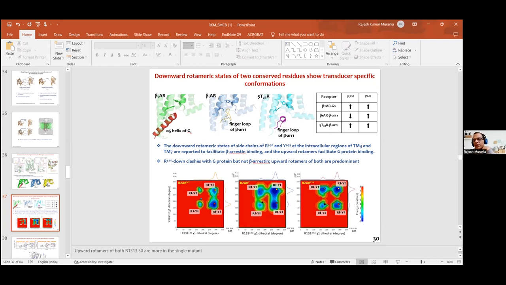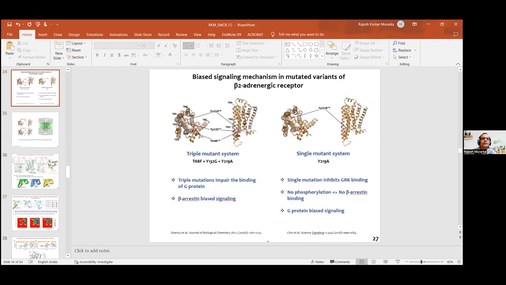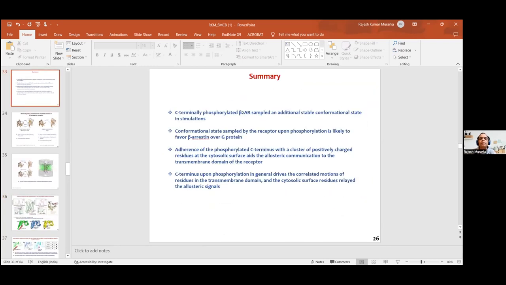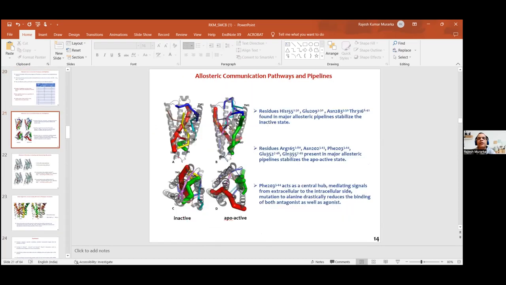So if I understand your question correctly, you are saying that the conserved residues are mostly about structural integrity, rather than function? That's what you're talking about? Yeah. I'm talking about the allosteric hub that you found in your inactive state and active state, right? You found a few conserved residues. That you are talking about this, right?